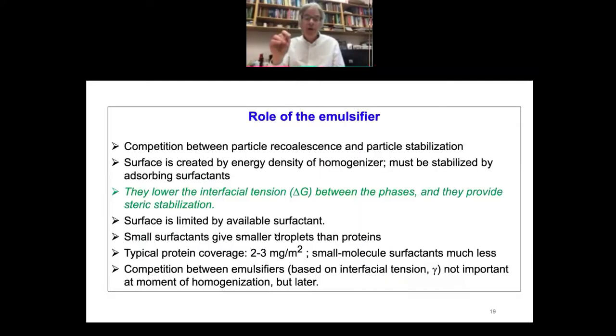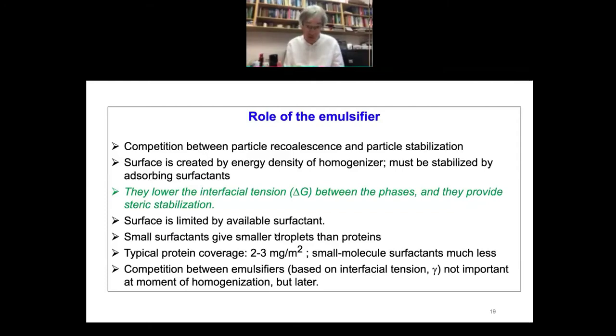So the role of the emulsifier is to prevent particle recoalescence at the time of formation, and then to remain stable on that droplet over time to build in that kinetic stability for shelf life. In the first instance, the role of the emulsifier is to create our droplets by stabilizing those bare surface areas that are created by the homogenizing force. They lower the interfacial tension, and as they adsorb, they can stabilize that droplet.